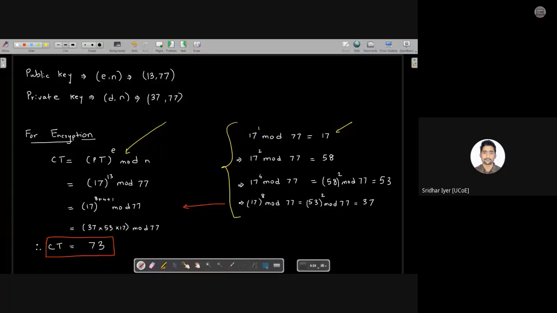Next up is 17 to the power 4 mod 77. Now, instead of doing 17 into 17 into 17 into 17, which would be a tedious task, what you can do is take whatever result you got in the previous step, square that and take a mod by 77. You will get the same result. So it is 53. Next, the last step is 17 raised to 8 mod 77. It is simply the answer you got over here, squared, mod 77, and you will get the answer as 37.